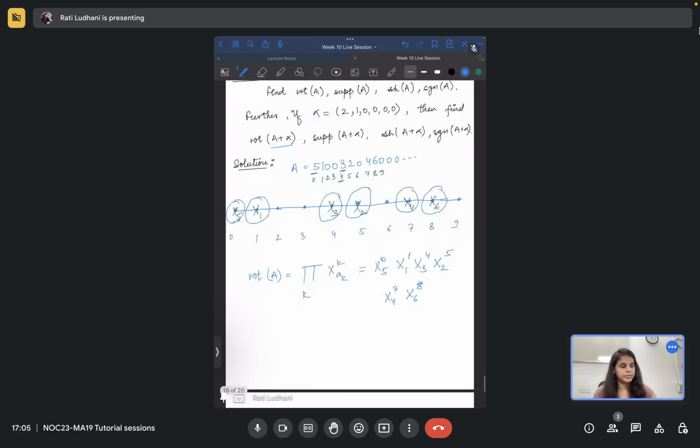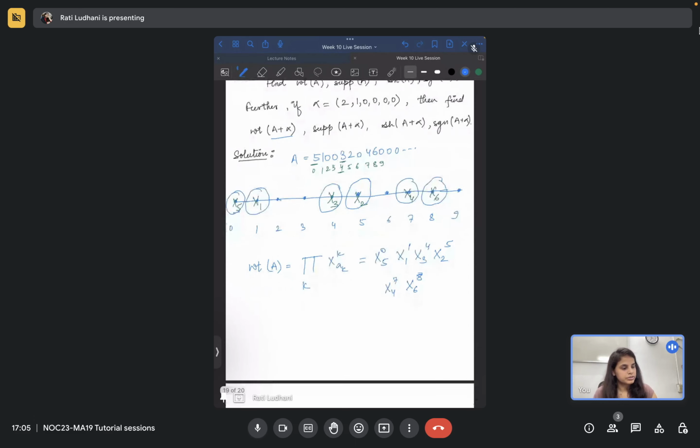Yes, ma'am. So this is the weight of A. Now the support of A. The support of A is the set of positions where it is non-zero, so all those k such that a_k is non-zero. K is the power: 0, 1, 4, 5, 7, 8. Exactly, very good. So this is your support.